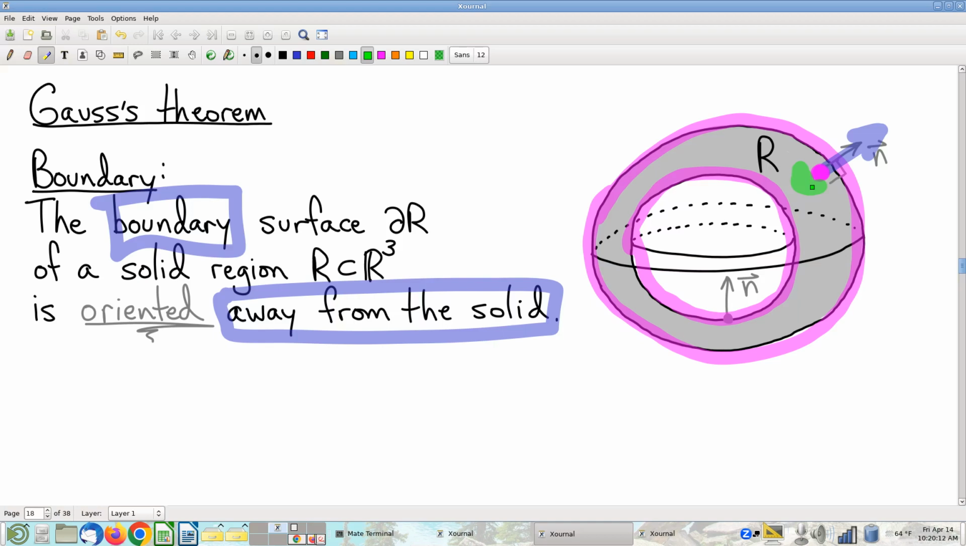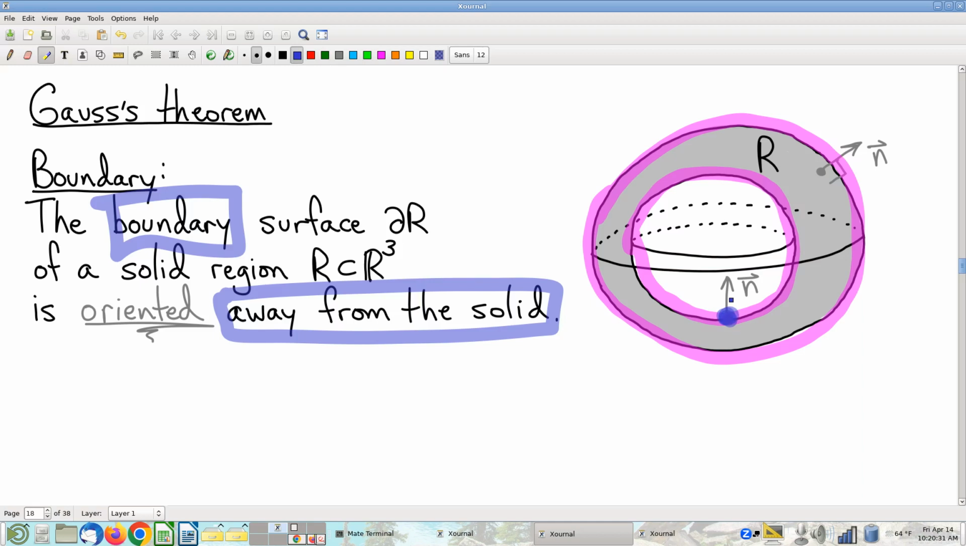Okay. Just like with Green's theorem, though, this is not a generalizable thing. You cannot always say outward. It just isn't always outward. Look, for example, at this point right here. That's a point on the boundary. I mean, it's kind of the inside part of the boundary.